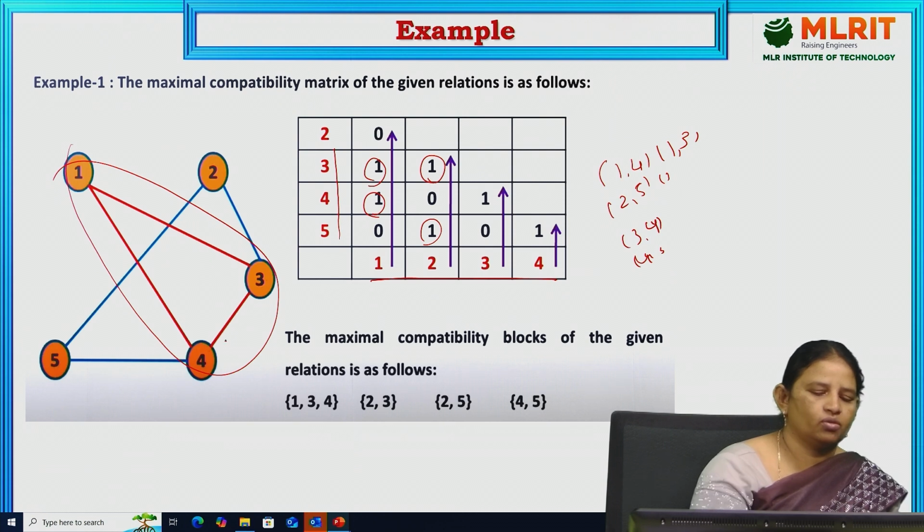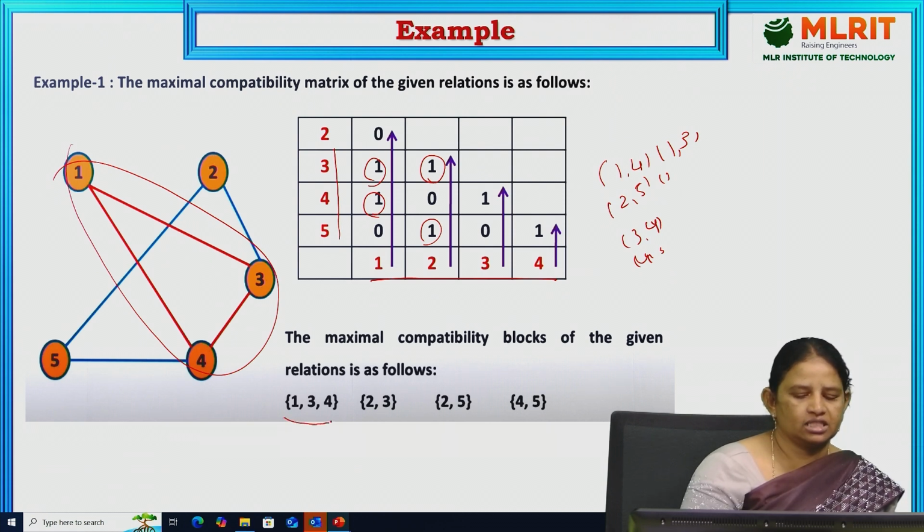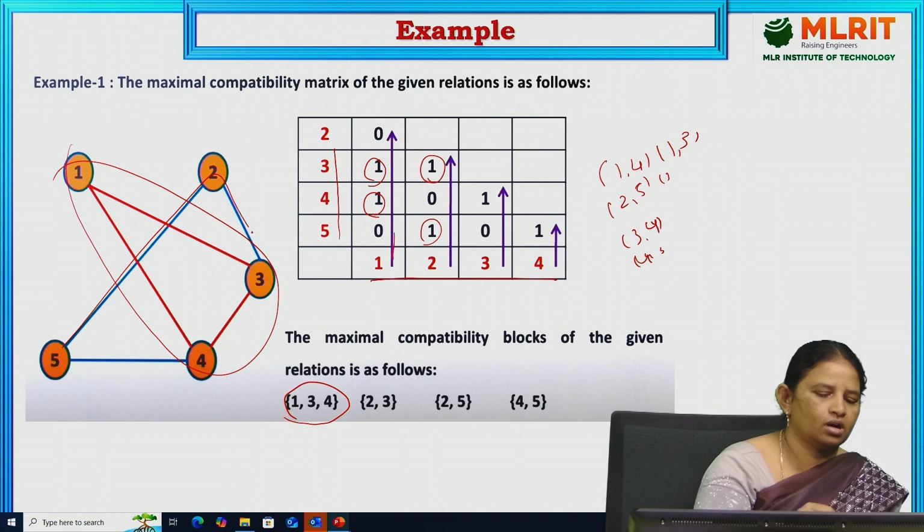4 is connected to 1, 4 is connected to 3. Consider this as one polygon: 1, 3, 4. Next, this block is completed. Next, take 2, 3. So, this is the largest polygon: 2, 3, 4, 5.